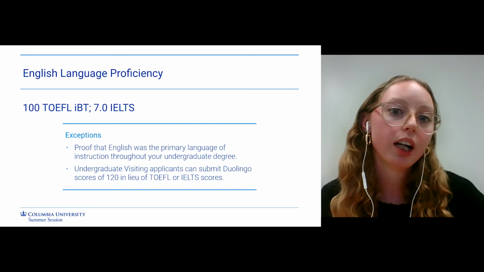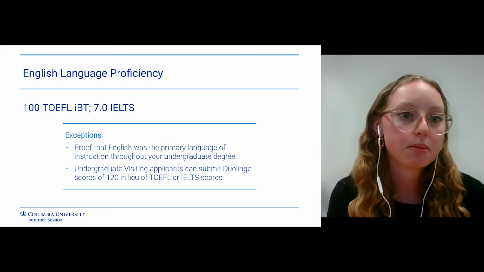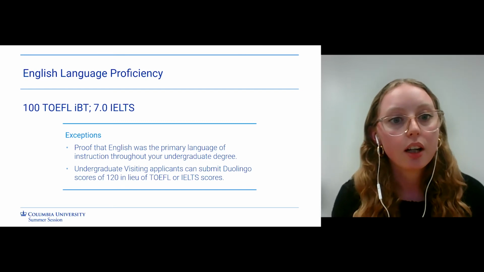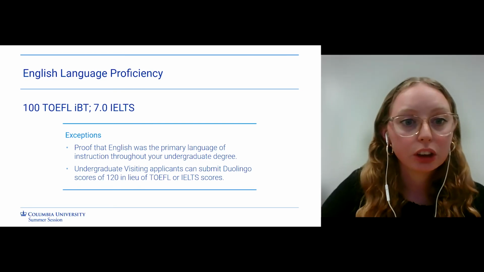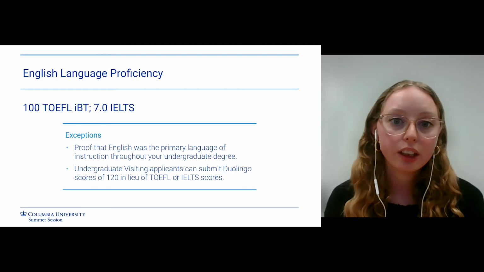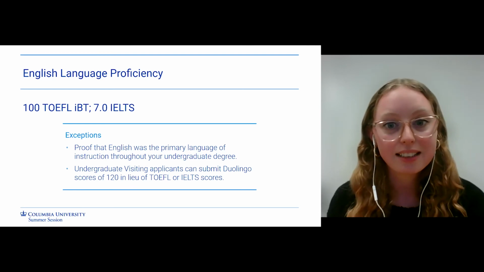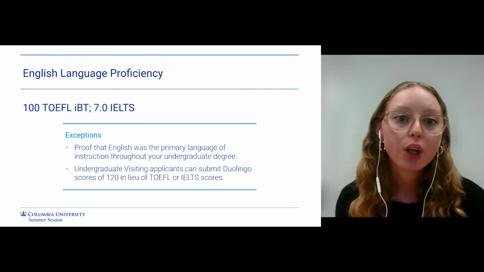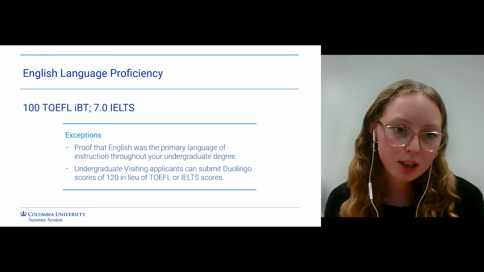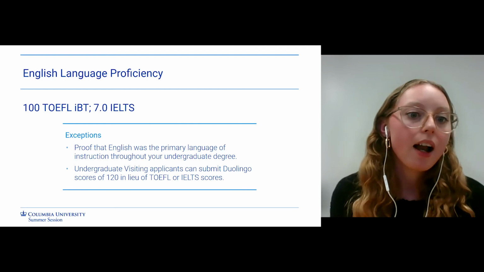considered. Undergraduate visiting applicants can also submit Duolingo scores in lieu of the TOEFL and IELTS. If the language of instruction of your undergraduate degree conferring institution is in English and you completed 2 or more years at the institution, you need not take further steps to prove proficiency.